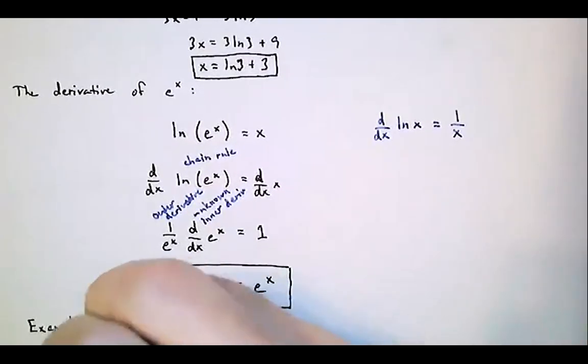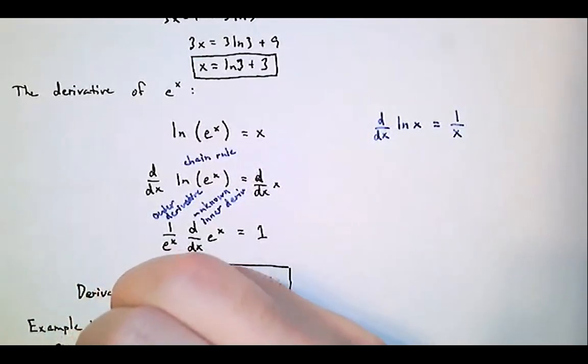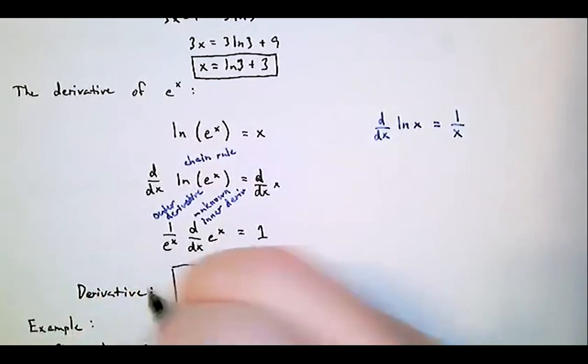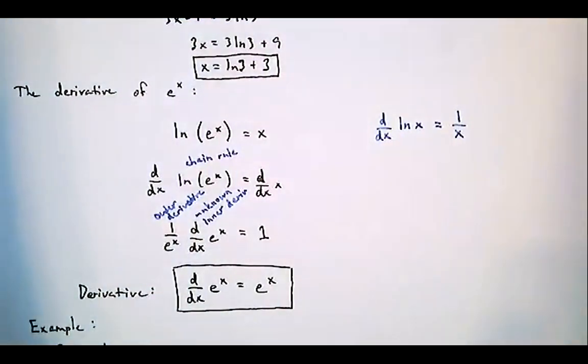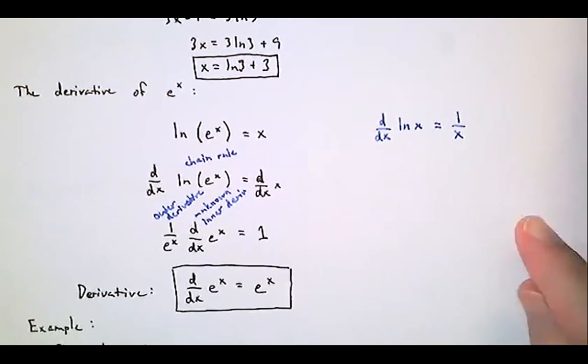Okay, so here's our derivative rule. Does anyone notice something kind of unique about this derivative? Its derivative is equal to itself? Exactly. So the exponential function e to the x is actually the unique function. It's the only function that has itself as its own derivative. So it's very important, or special at least.